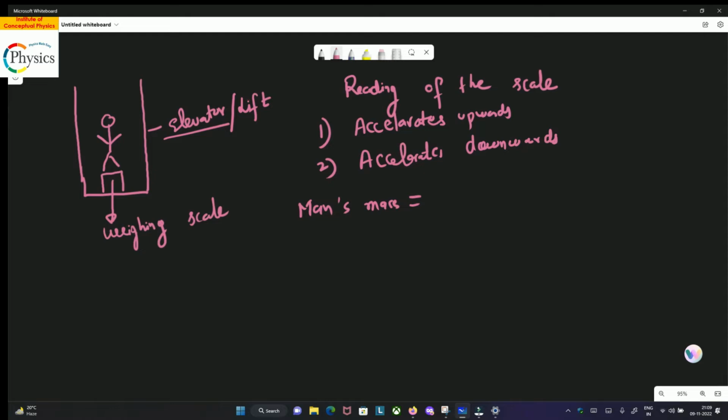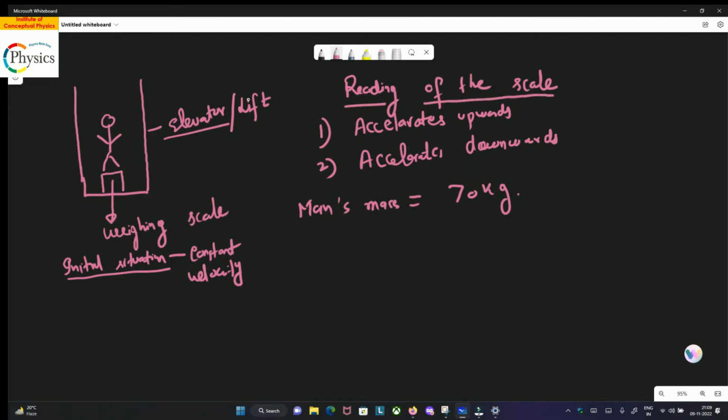Very important problem. In this question, the man's mass is given to be 70 kgs, right? So the mass of the man is already known to us, and let's try and solve the question for the initial situation also, which is actually the third situation. We will do it in the last, although I'm writing this as an initial situation when the velocity is constant. I think we've already covered this point. Now let's understand how to find the reading of the scale with the help of a free body diagram.